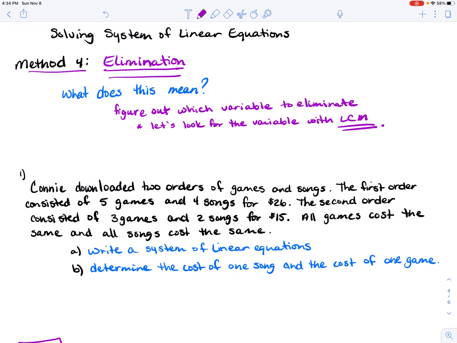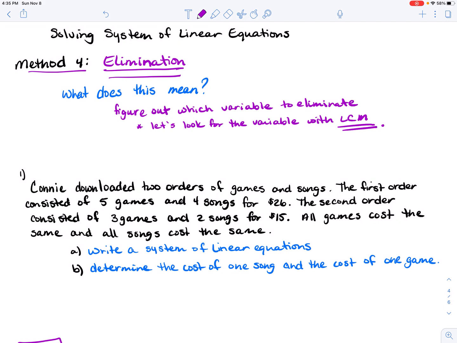We have Connie. She downloaded 2 orders of games and songs. The first order consisted of 5 games and 4 songs, and it cost her a total of $26. The second order consisted of 3 games and 2 songs for a total cost of $15. Now it's important to note that all games cost the same and all songs cost the same. So the first thing we have to do with our situation of Connie and her downloading is write a system of linear equations.